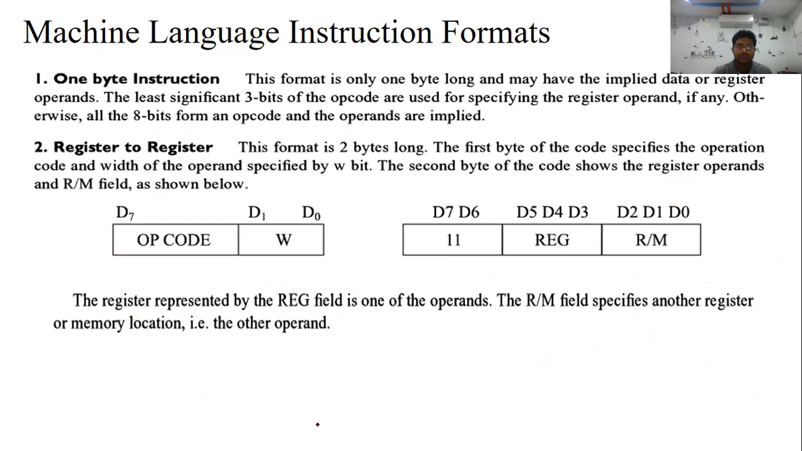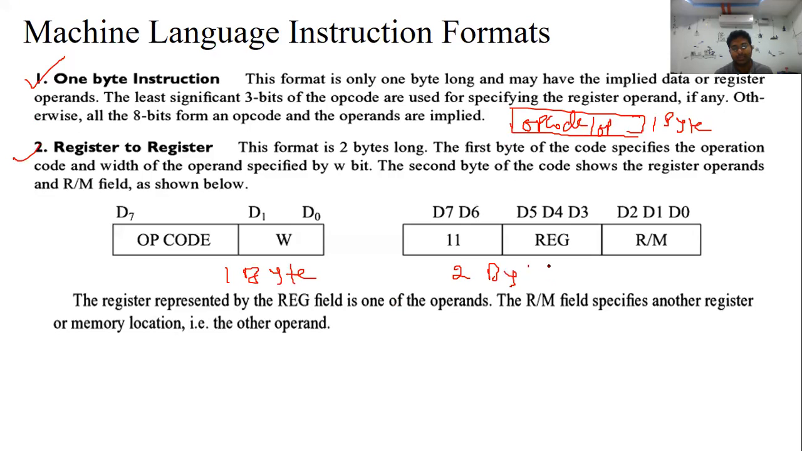What are the different types of machine language instructions? In a 1 byte instruction we have only the opcode; in this 1 byte we have the opcode as well as the operand information. Register to register is a 2 byte instruction. This is the first byte and this is the second byte.